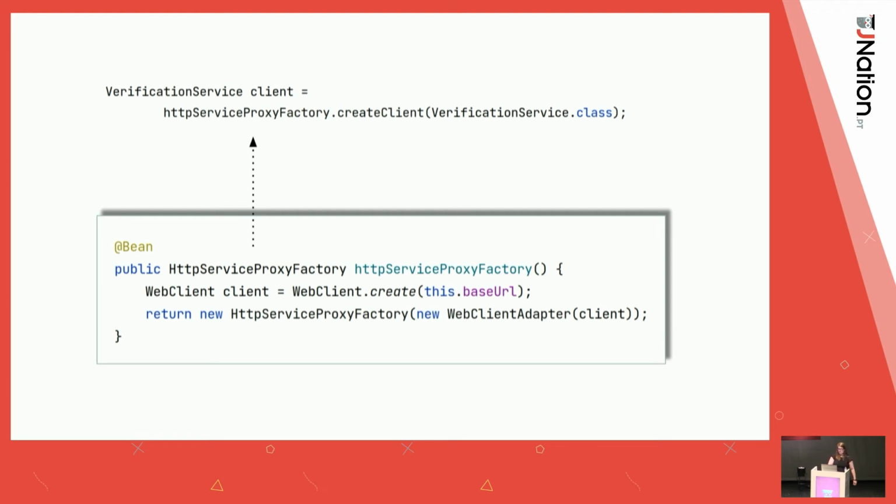And once it is created, you just call create client and pass the class where you have this annotated interface. So the verification service class is the interface I have with all the HTTP exchange annotations. And you get your client. We hope that in future we will be able to provide easier auto-configuration for Spring Boot to already declare this and make it available as a bean, so the user does not have to do this.